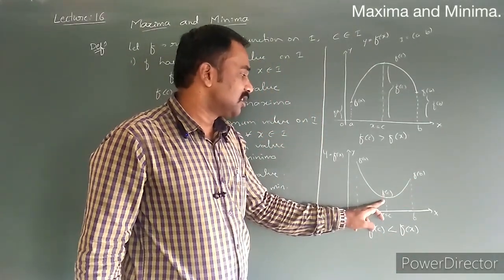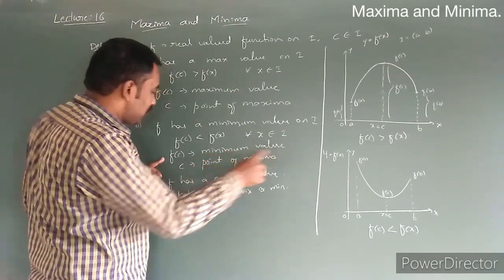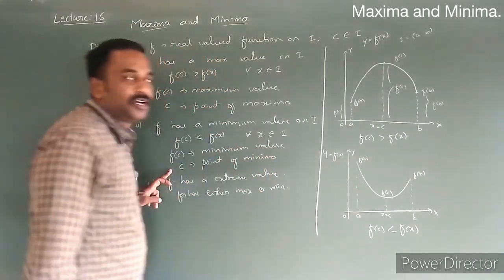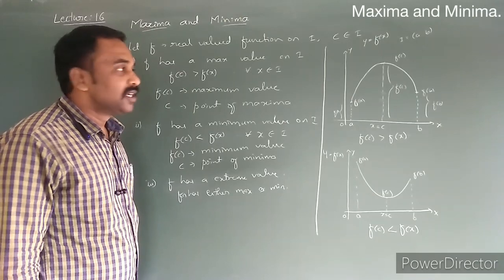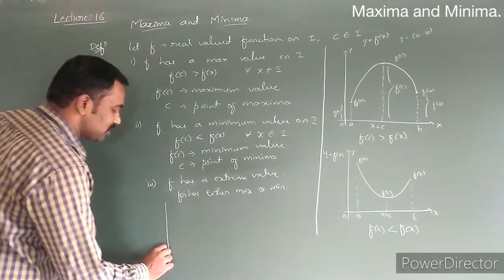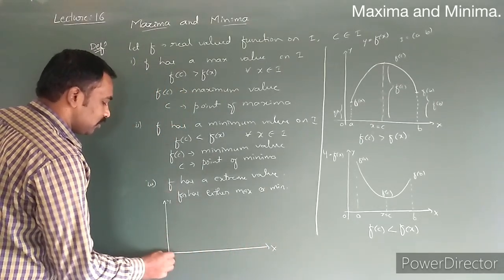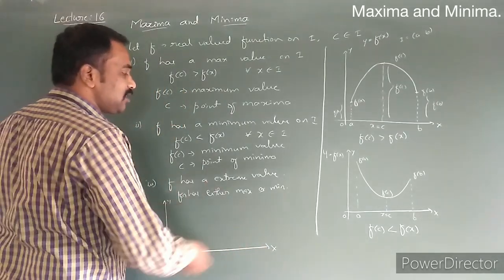In that case, this value f of C is said to be a minimum value and C is said to be a point of minimum. Next, the third one: what is the third one? Suppose in an xy coordinate plane, the origin has the extreme value.